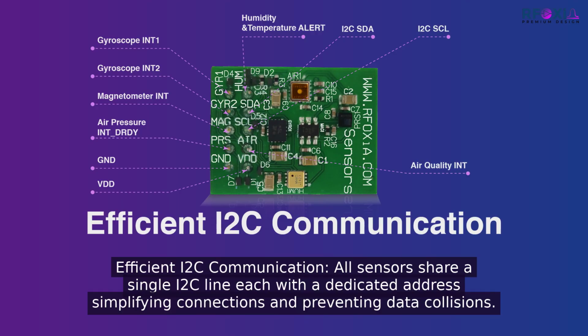All 7 sensors share a single I2C line with individual addresses. No bus collisions, no arbitration complexity. One connection to your microcontroller handles the entire sensor stack. For a drone or robotics platform with limited GPIO, this is not a convenience. It is a meaningful reduction in wiring failure points.